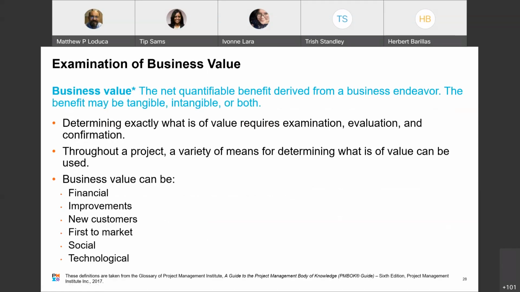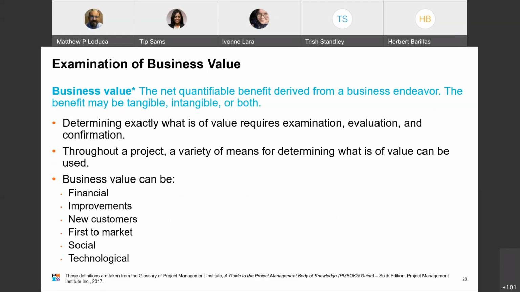Examination of business value. The net quantifiable benefit derived from the business endeavor. The benefit may be tangible, intangible, or both. So essentially, we're looking at the business value. What's the value? Or exactly what is of value requires examination, evaluation, and determination. So we're trying to figure out what the value is.